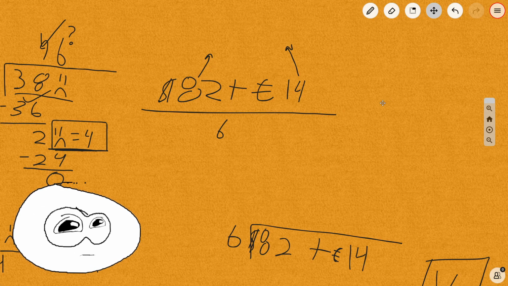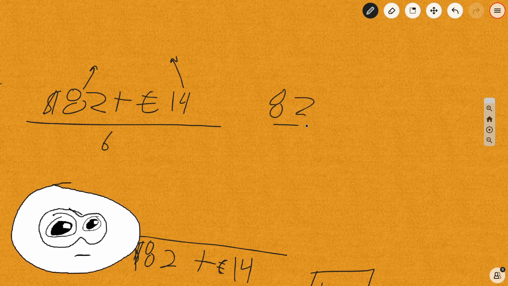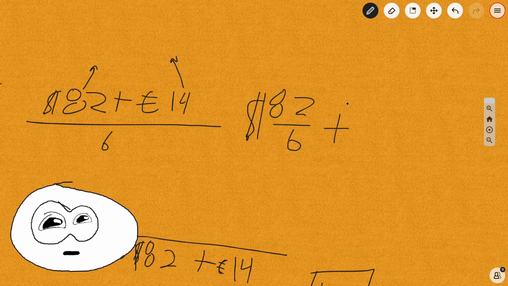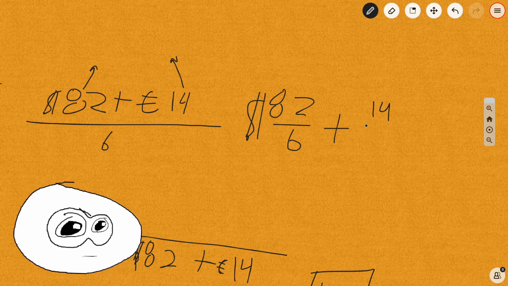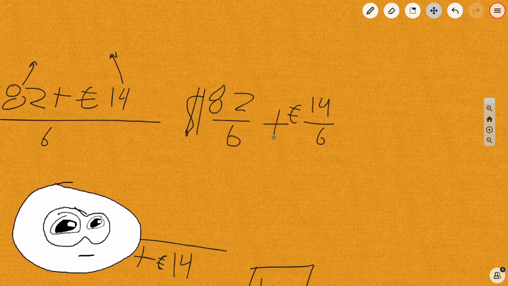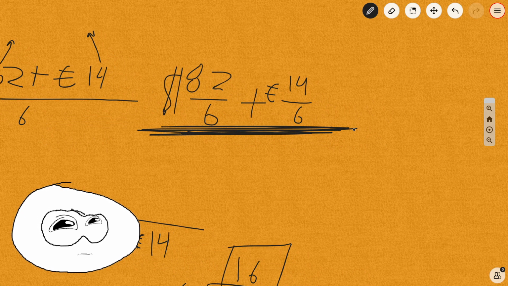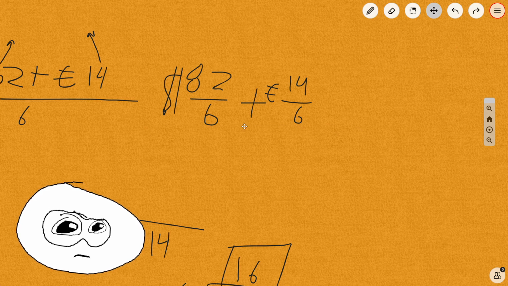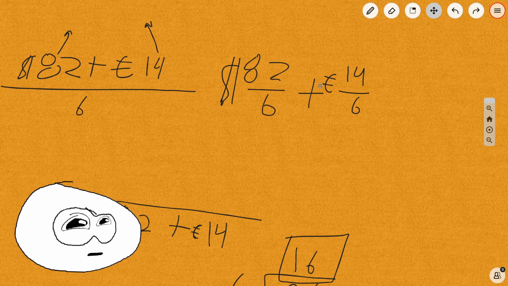Well, another way you could do it is to also separate it, right? You could have 82 divided by 6, so that all becomes the dollar math, and you have 14 divided by 6, that all becomes the euro math. That's one way to do it, and this would probably make more sense than doing long division. But because I gotta cover long division, I guess we'll just do it this way. It's basically the same thing, just in a different format.